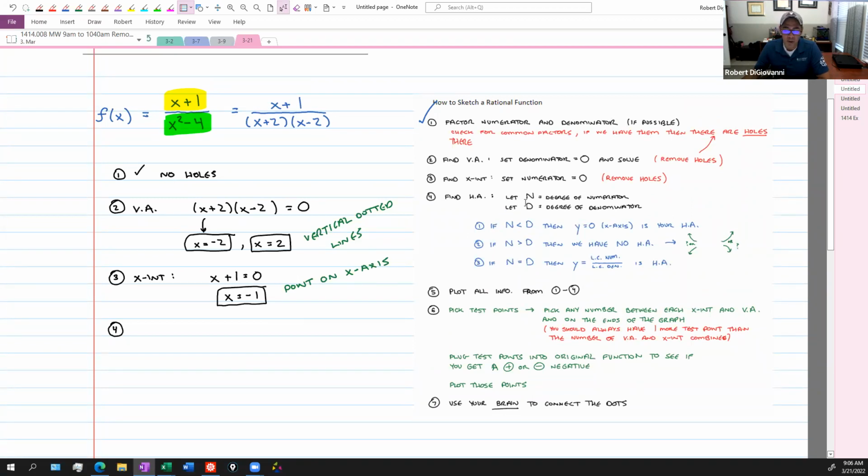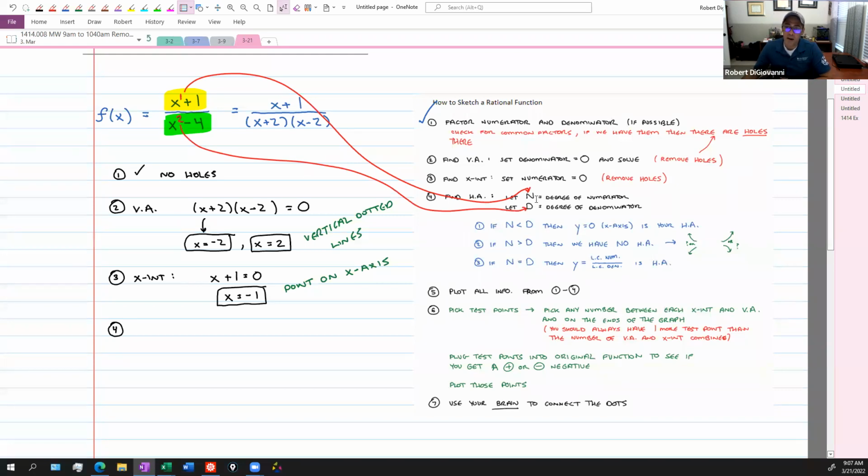What we want to do is look at the degree of the numerator and denominator separately. And I said, let's call the degree of the numerator, which in this case is 1, our n. And then 2 would be the degree of the denominator, which we'll call d.